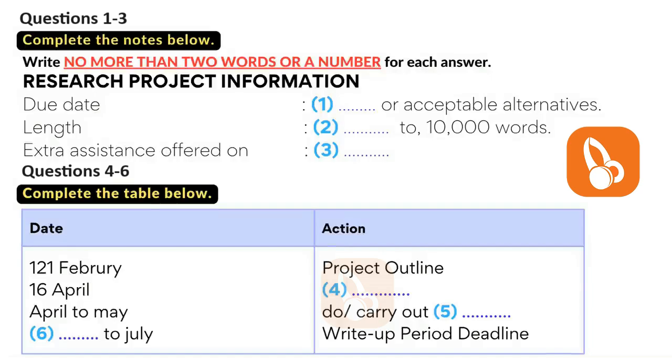And when should we be doing the research? Well, that's over a 1 month period, essentially April to May. And the write-up? Well, you need to do quite a bit of research before you get going on your writing. So that's really May to July, with a due date for handing in on the 16th. Any more questions?